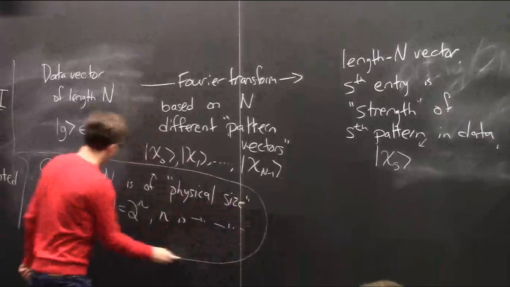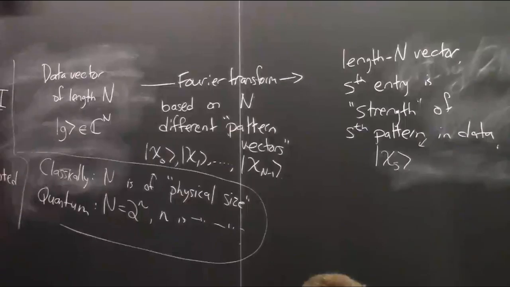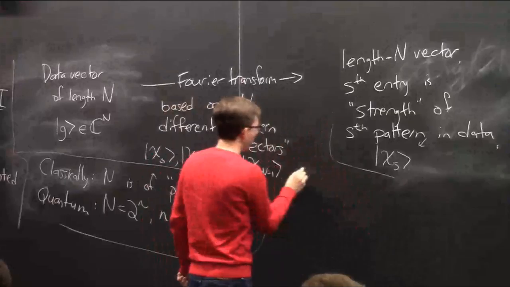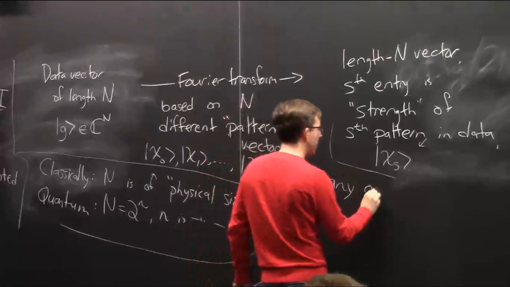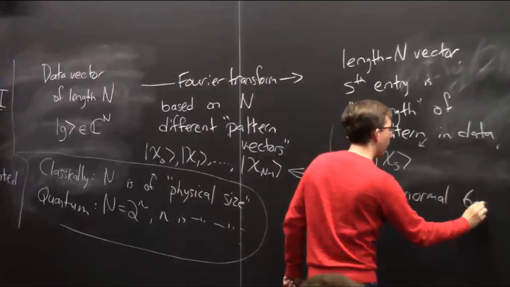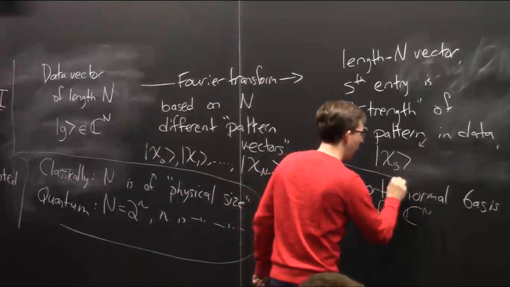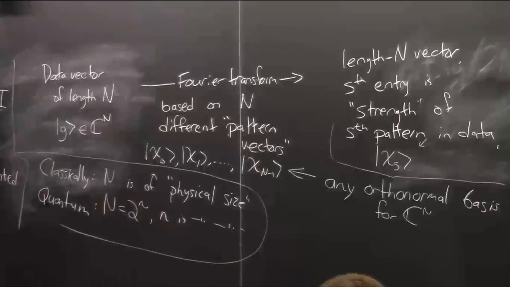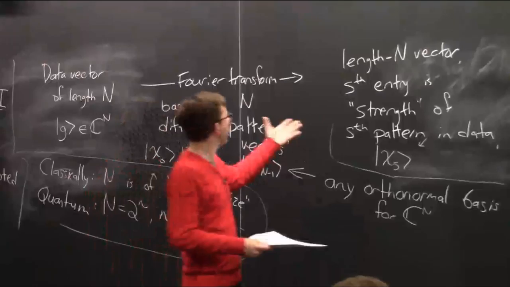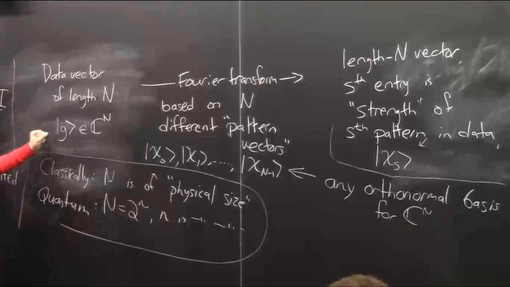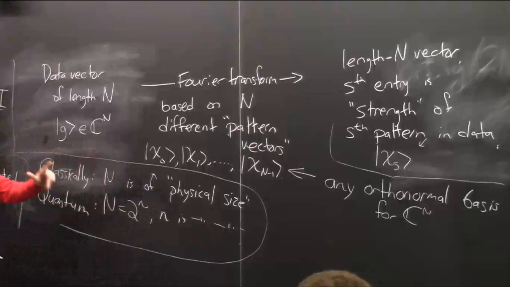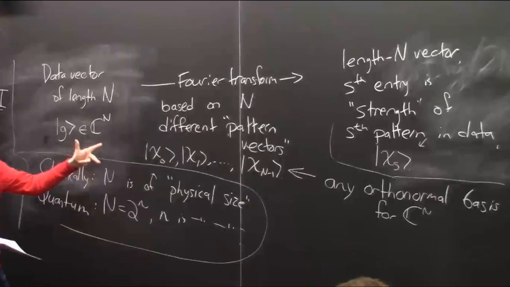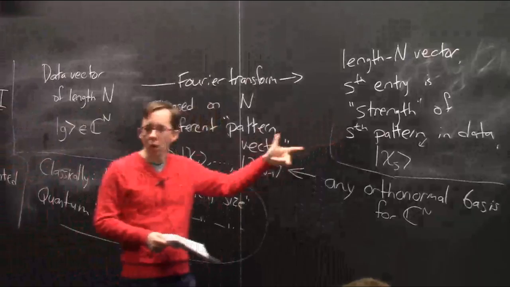Okay, so what do I mean by these pattern vectors? In general, you can make different choices here. In the most general scenario, these chi's can literally be any orthonormal basis for N-dimensional space. So any length N complex vectors that have unit length and are mutually perpendicular. And then this transformation is really nothing more than taking this data vector and expressing it in this different basis, a rotation of the standard basis. And these strengths are nothing more than the coefficients of this vector in this basis. That's all I mean by these words.